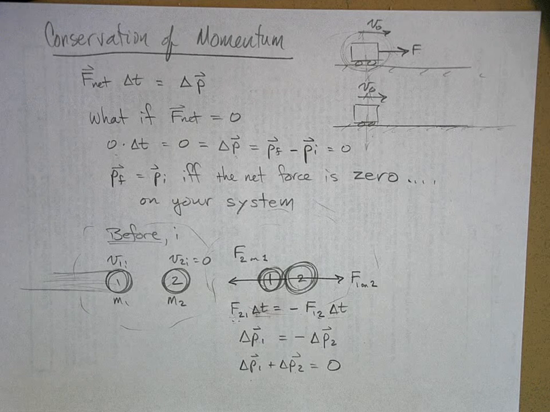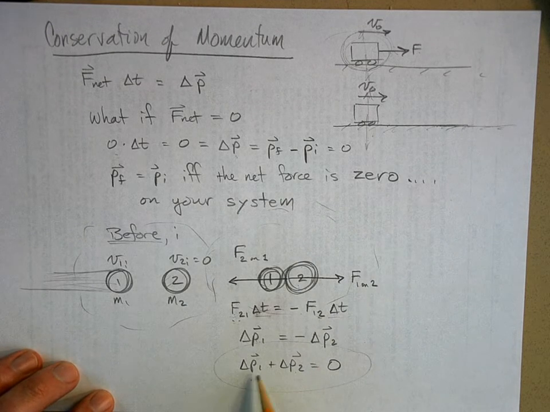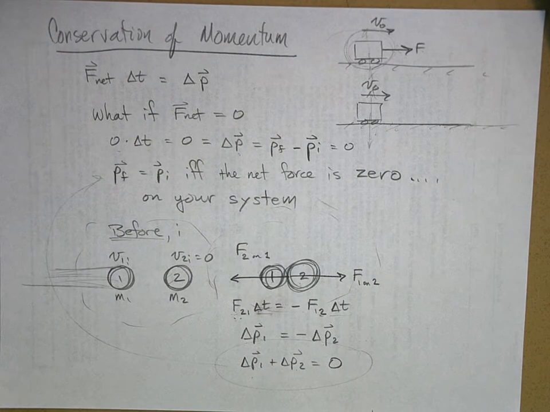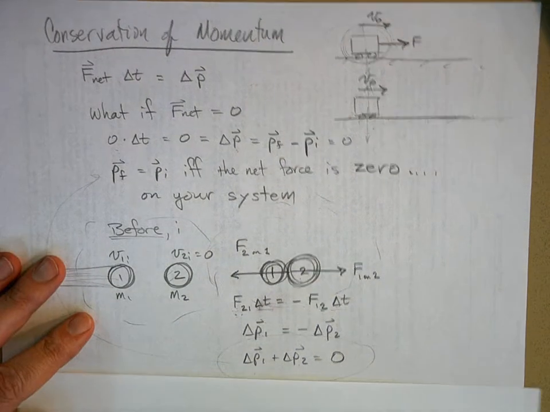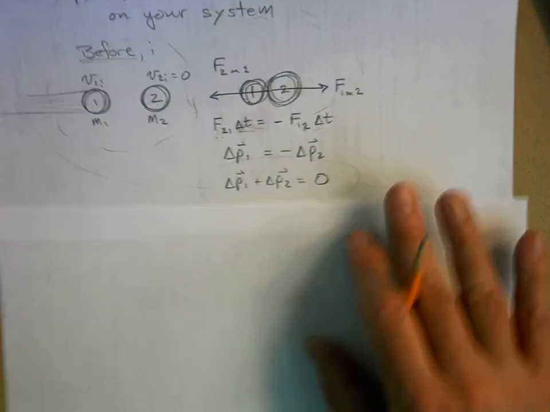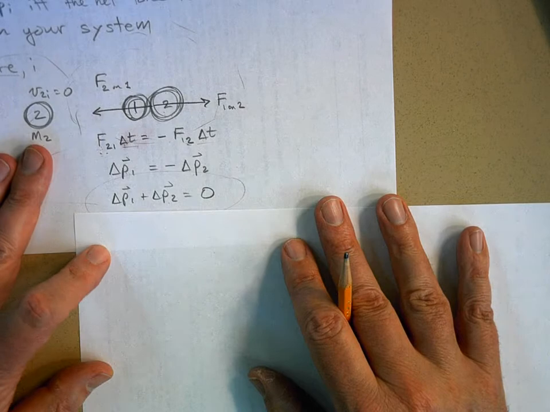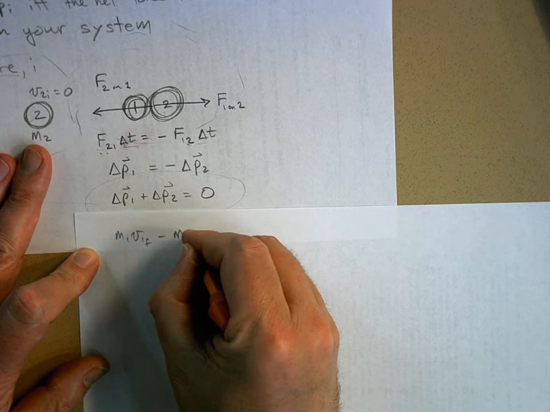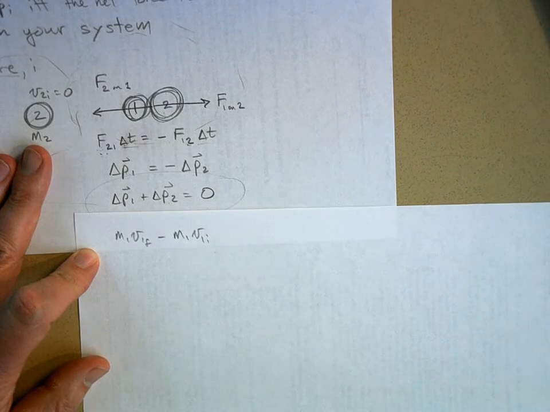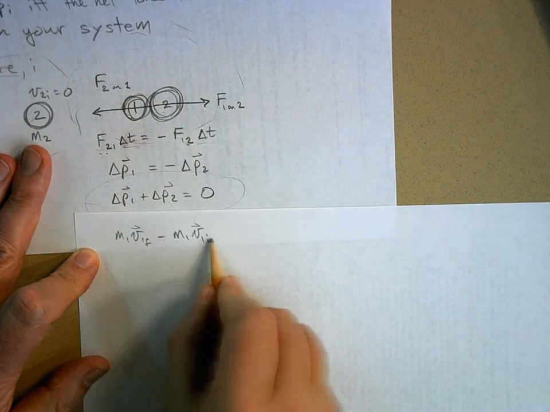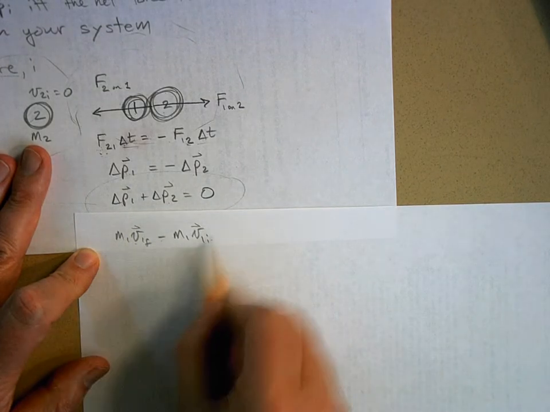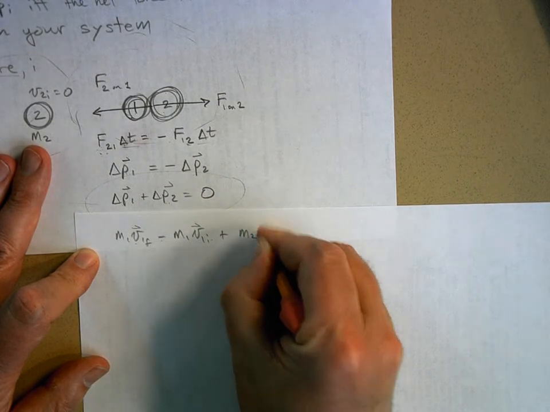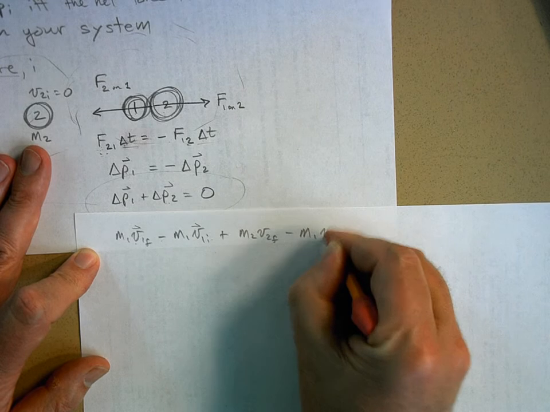So this, when you go through everything, becomes this. The final momentum is equal to, well, you know what, I'll just go through it. This is kind of tedious, but I think it's worth going through. Okay, let's do this. Delta P1, what is that? That's M1 V1 final minus M1 V1 initial, right? That's the change in momentum of object 1. Its final momentum minus its initial momentum. Then we're going to add to that delta P2. Well, that's M2 V2 final minus M2 V2 initial.